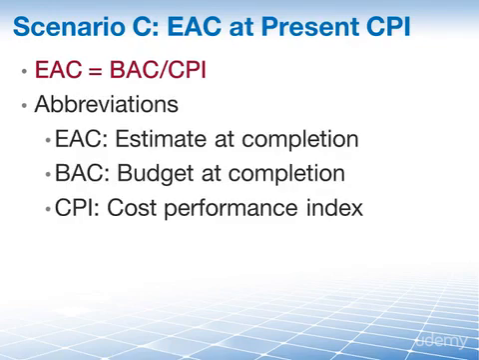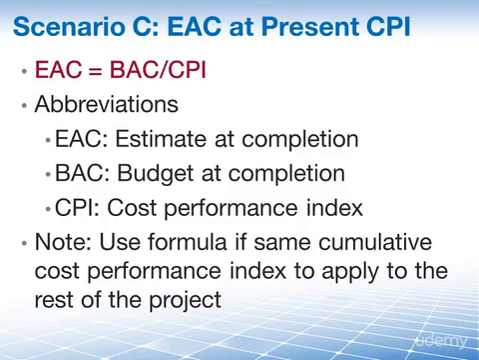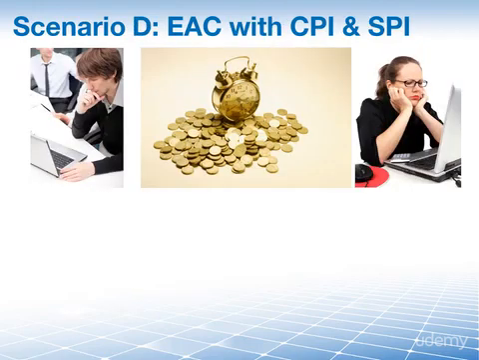Here once again are the abbreviations for this formula. We have the estimate at completion, the EAC, we have the budget at completion, the BAC, and of course the CPI, which is the cost performance index. And note that you should use this formula only if you expect that the same cumulative cost performance index is going to apply for the rest of the project. In other words, the current project performance is what we're expecting to continue until the project is over. And now we're moving on to scenario D.